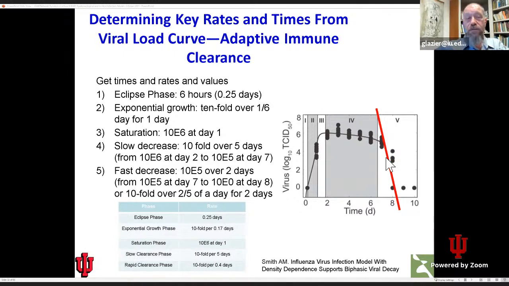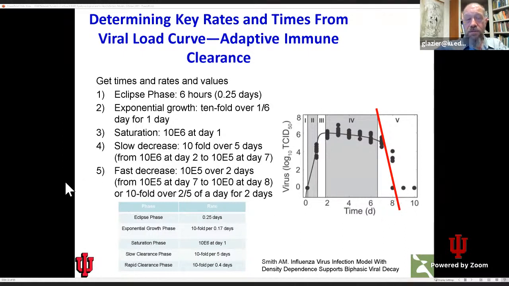And then in the tail of our experiment, it's a little bit hard to know what to do with day 8. In this case, I'd assume that the real value was 0 at the end of day 8. And that takes 2 days. And so I have a decrease of 10 to the 5th over 2 days. So that is tenfold change over 2/5 of a day going down.